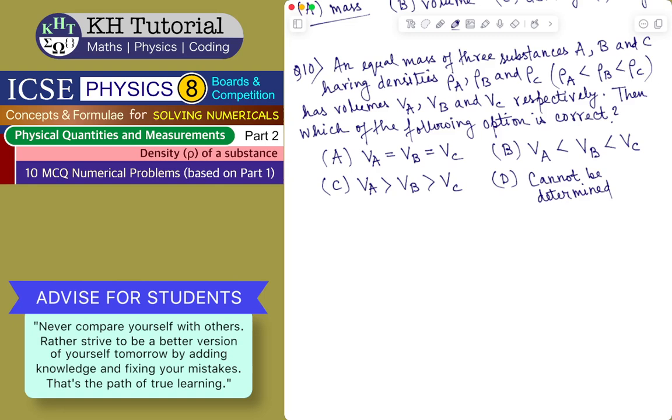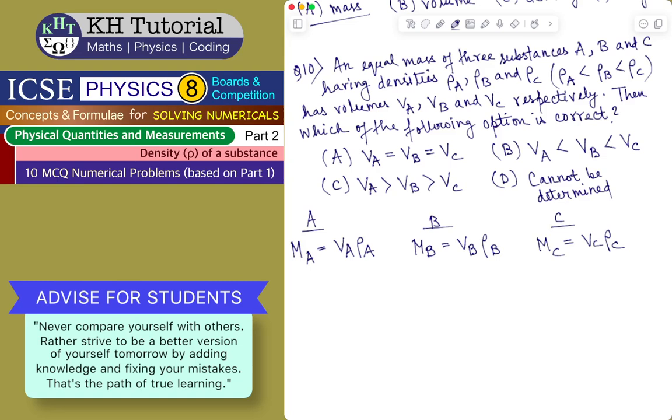So for substance A, what we have is mass A. If I denote Ma to be the mass of the substance A, this will be equal to volume into density, which will be Va multiplied by its density, which is given to be rho A. For substance B, similarly, if I denote Mb to be the mass of the substance B, it will be equal to the volume of the substance B, Vb, multiplied by its density, rho B. Similarly, for substance C, I will have Mc is equal to Vc multiplied by rho C.